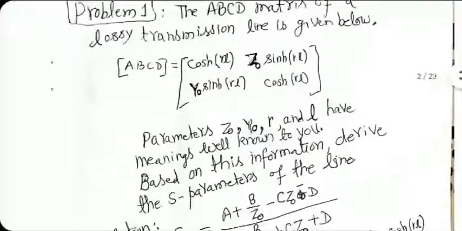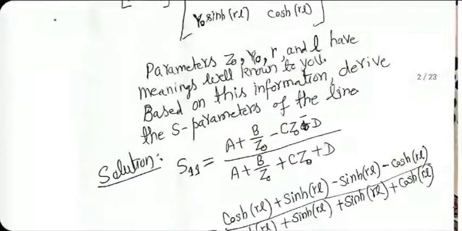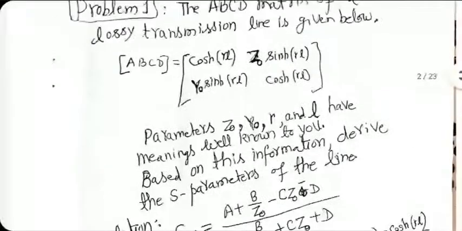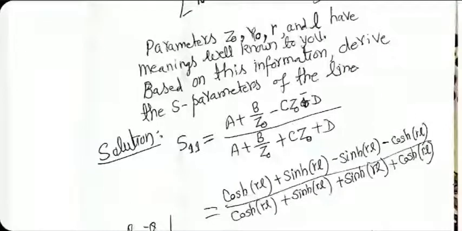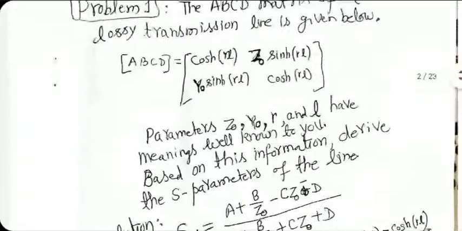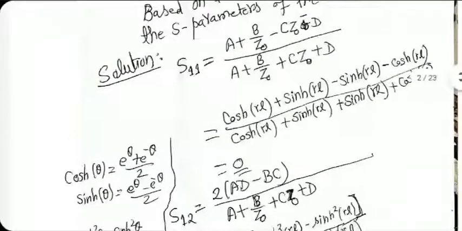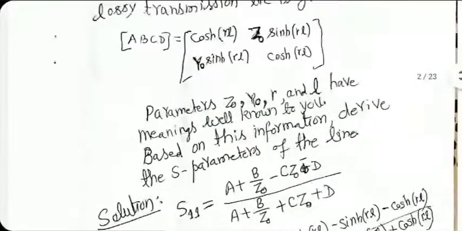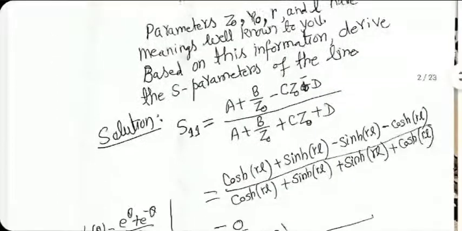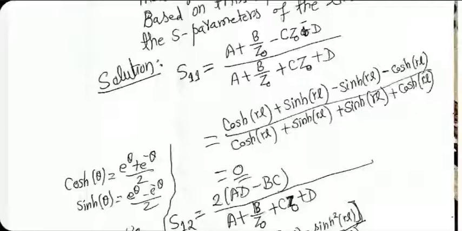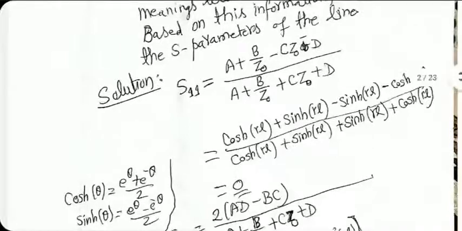A is cosh gamma L. B is Z0 sinh gamma L. So I divide that by Z0. I get sinh gamma L, minus C Z0. So Z0 multiplied by Y0, which is 1. So minus sinh gamma L, and minus D, which is again cosh gamma L. So you see that the result is 0. We had obtained this actually in the past using the basic definitions of S11 also in a previous problem. So it's good to see that the formulas also produce the same result.